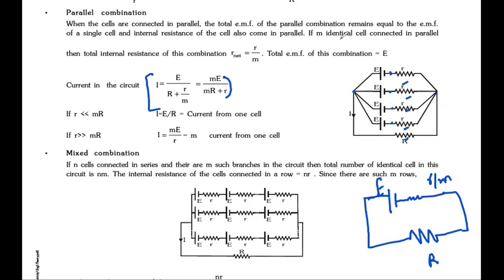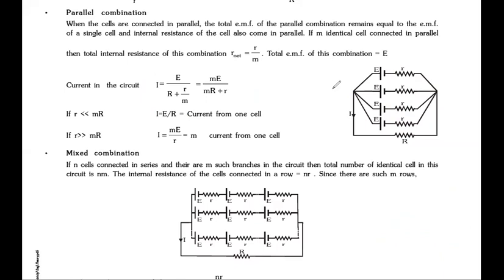The potential between these is E, because they are in parallel. So I can just write it like this. What is the value of current? Current is E divided by (r by M plus R). Is it clear now? Everyone remember this. This is series and parallel.